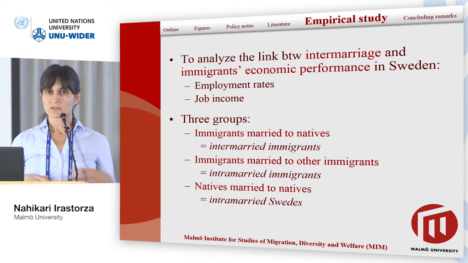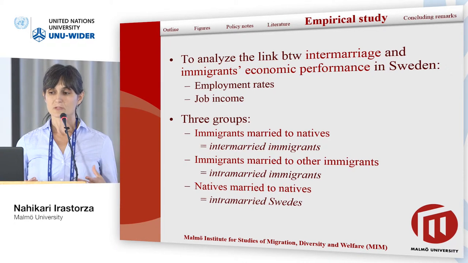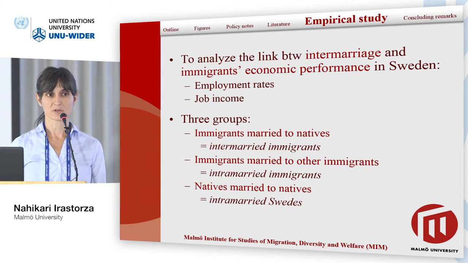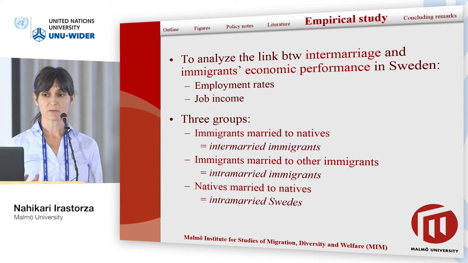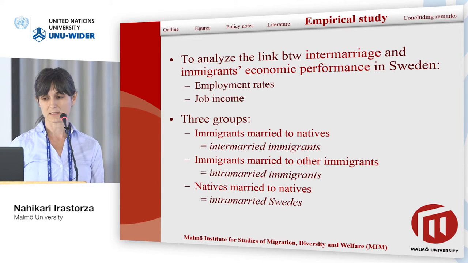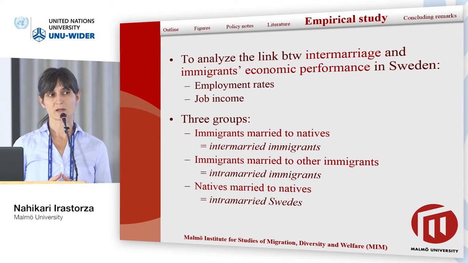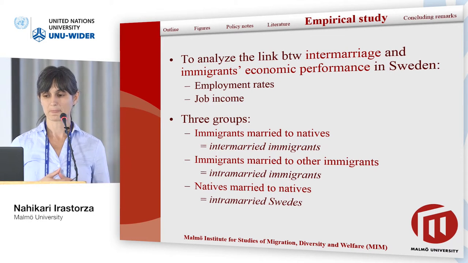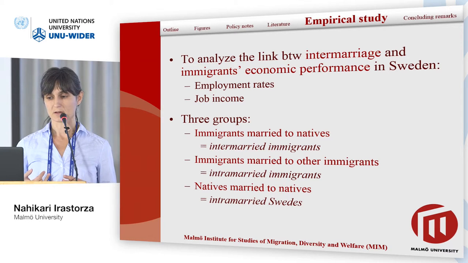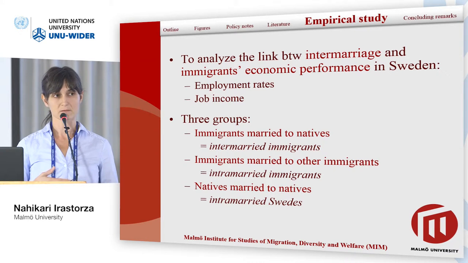So we wanted to test these two hypotheses, and we wanted to see whether in Sweden intermarried immigrants were actually doing better than intramarried immigrants, and why. If this was because there is an intermarriage premium, or because they were self-selected. So we looked at employment rates and job income before and after marriage with a 10-year gap. And we looked at three groups: immigrants married to natives, immigrants married to other immigrants, and natives married to natives.